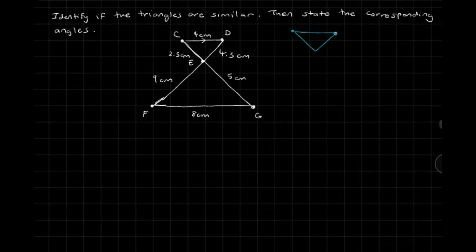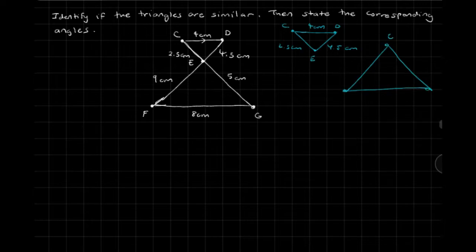So this is our triangle. This is C, D, and E, right? And this is 4 centimeters. This is 2.5 centimeters. This is 4.5 centimeters. And this one's inverted, so I'm just going to write it like that. I'll draw it like this.